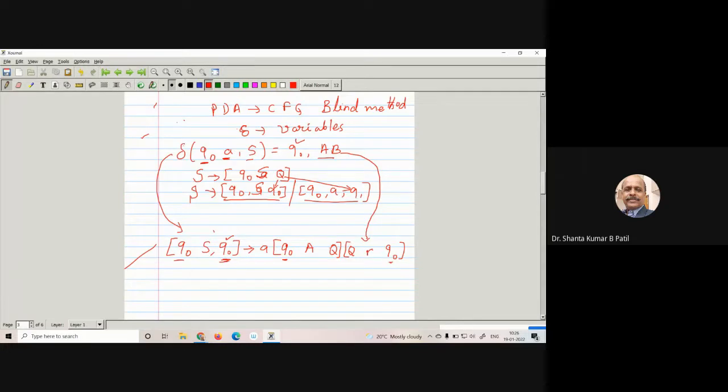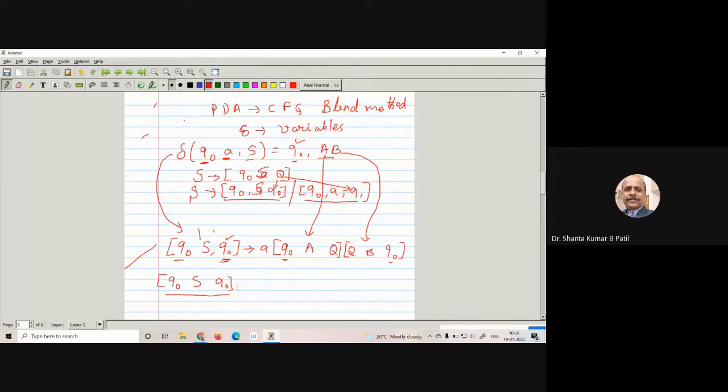This B is written here, and this A is written here. Okay, so for this transition function, I am going to write the production one more time. First you can write Q naught, and the variable on the left hand side is S. Then this Q naught all together acts like one variable.